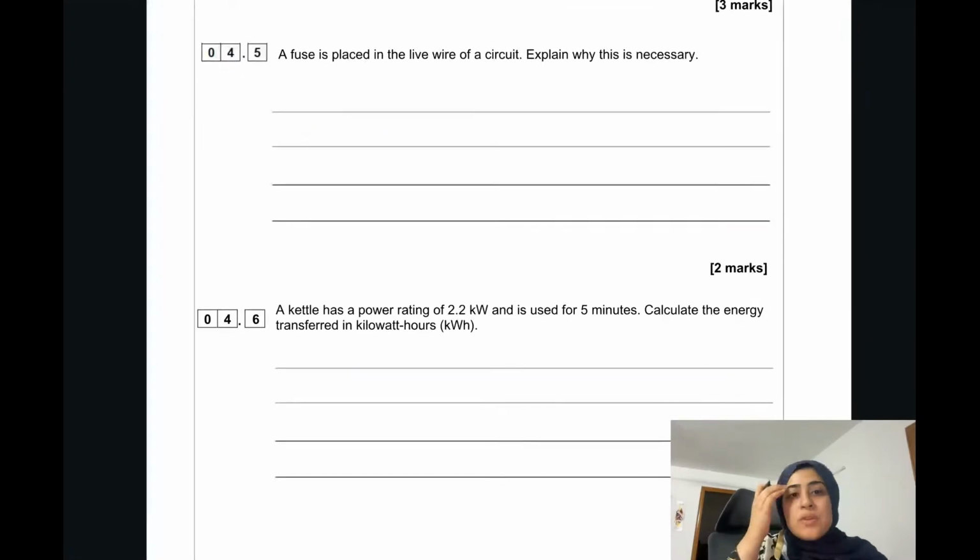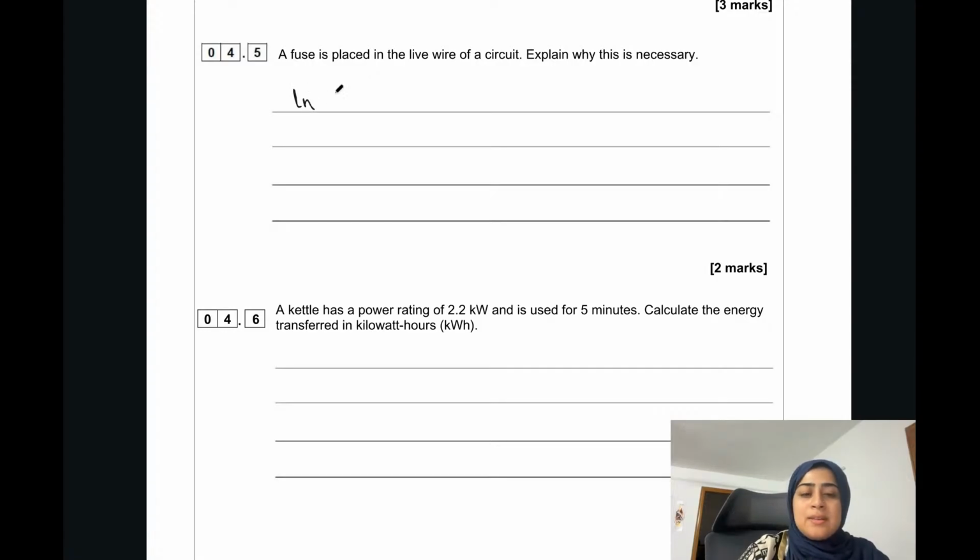Okay, it says a fuse is placed in the live wire of a circuit. Explain why it's necessary. Okay, so the purpose of a fuse is it basically disconnects the appliance if there's any fault. So the fuse would melt or break the circuit or blow if the current goes above a certain safety level, which is set on each fuse. So it says, why is it necessary to place a fuse?